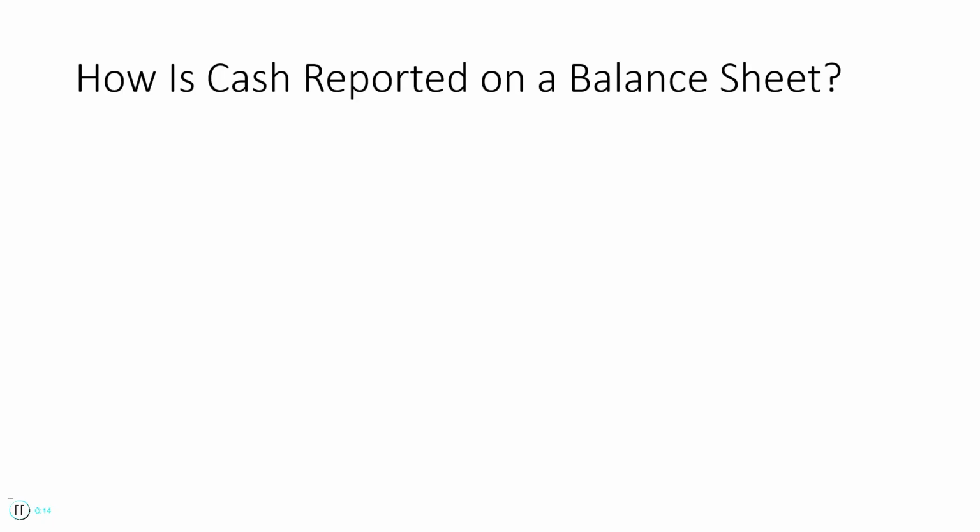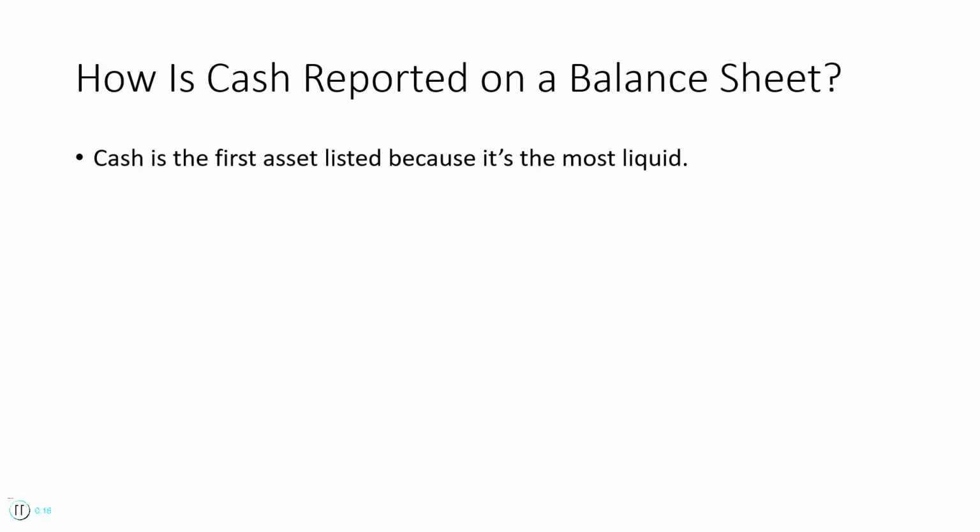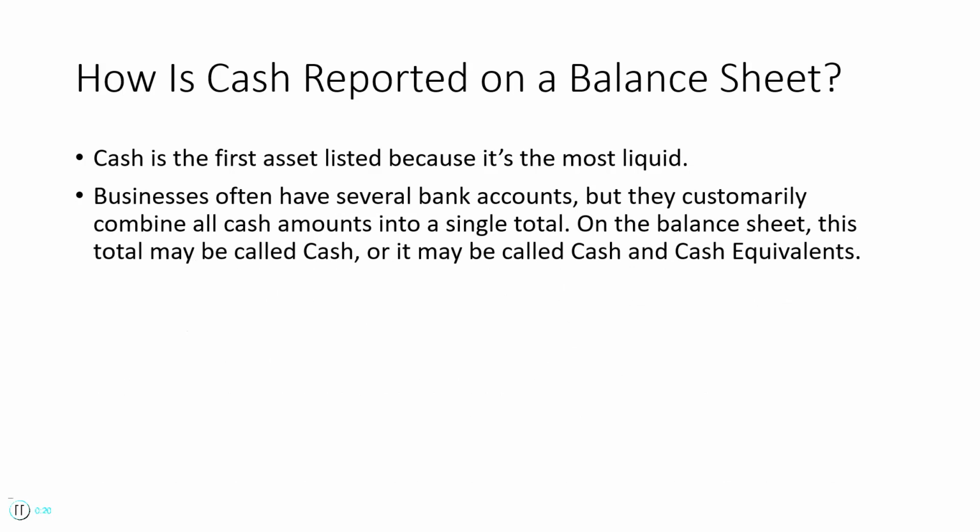So, how is cash reported on a balance sheet? Well, cash is the first asset listed because it's the most liquid. Businesses often have several accounts, but they customarily combine all cash amounts into a single total. On the balance sheet, this total may be called cash, or it may be called cash and cash equivalents.